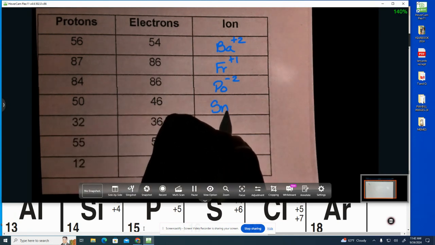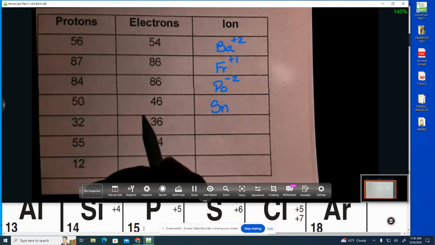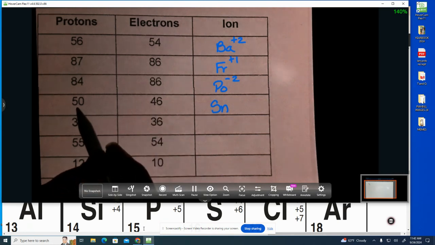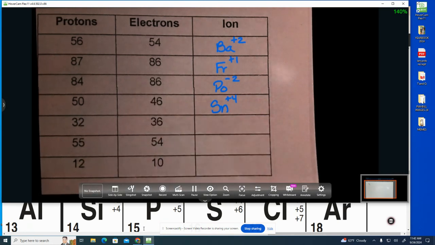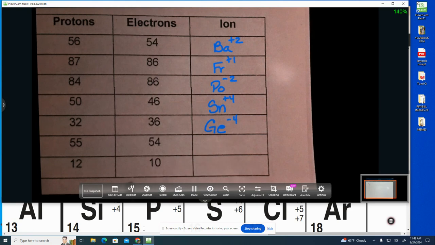50. Does anybody know what SN stands for? Yeah, stannous, which is tin. That's tin. Okay. 46 electrons, 50 protons. I'm going with +4. It's got more positives than it does negatives. 32 is germanium. -4. 55. CS. +1. And 12 is magnesium. +2. Easy peasy lemon squeezy.